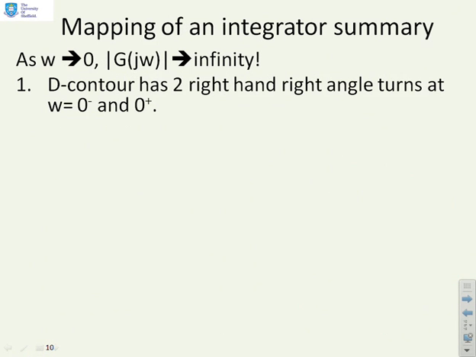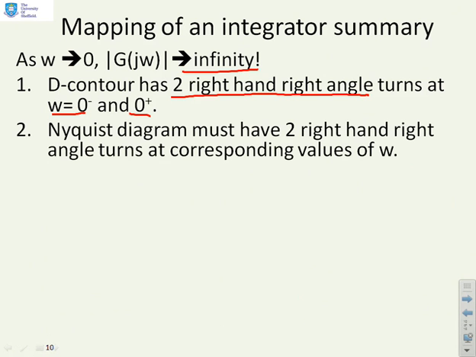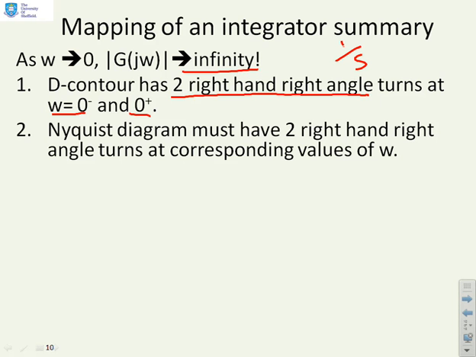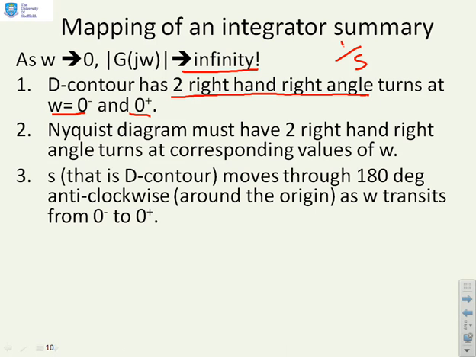Okay, so a summary. Mapping of an integrator. As omega tends to 0, the gain of the integrator tends to infinity. The D contour has two right-angled turns at omega 0 minus and 0 plus. So that tells you the Nyquist diagram, this is of 1 over S, I'll write that there, must have two right-hand right-angled turns corresponding to those values of omega.